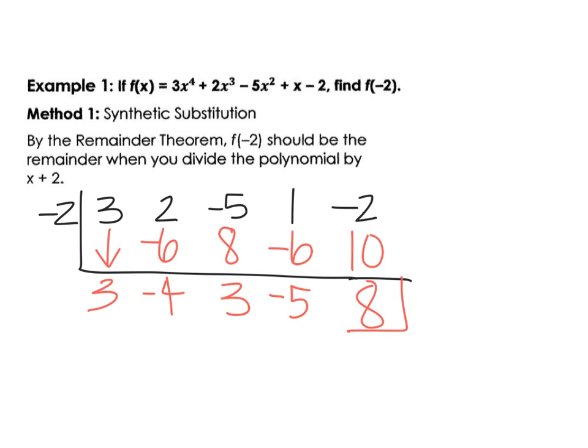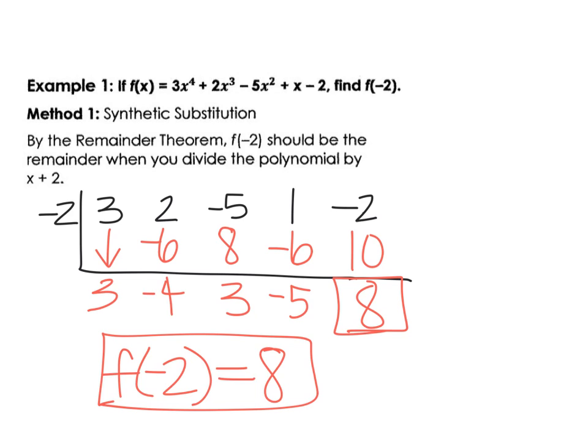Now 8 is our final answer because that is our remainder. So the remainder after we do synthetic substitution or synthetic division, that is our answer. So if we want to find f of negative 2, instead of having to plug negative 2 in for x every single time, we can just do synthetic substitution. And f of negative 2 equals our remainder. So f of negative 2 equals 8.